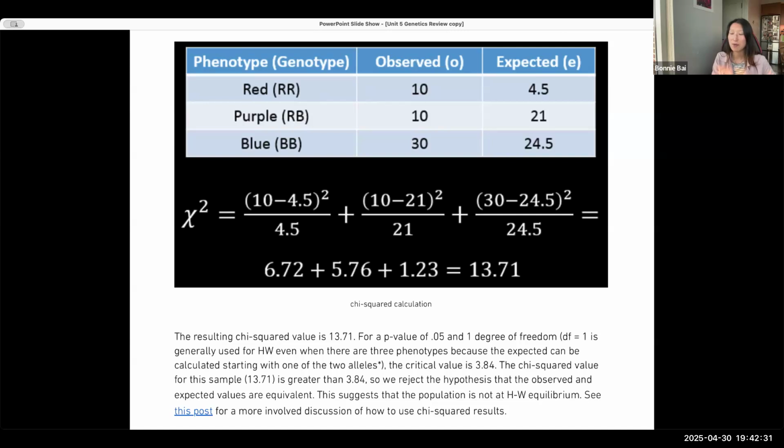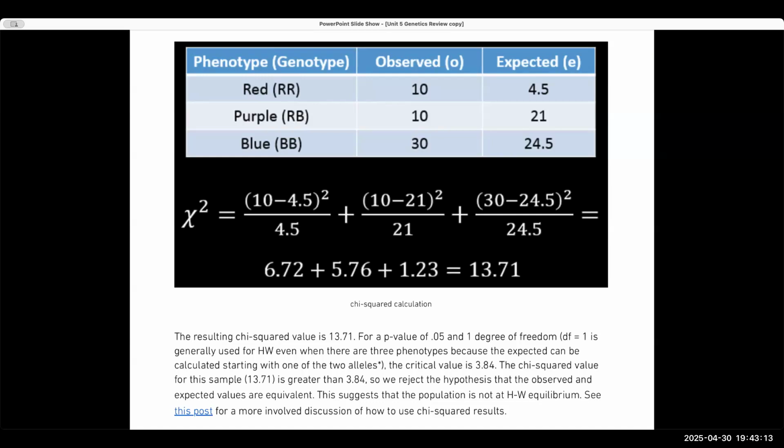95% confident that we reject the null hypothesis, which means, you've got to elaborate, which means this population is not in Hardy-Weinberg equilibrium. So it's all the same kind of confidence interval. It's just a matter of, are we 95% confident that we reject the null hypothesis and say the population is not in Hardy-Weinberg equilibrium, or do we fail to reject the null hypothesis, as in we can't rule out that the population is in Hardy-Weinberg equilibrium?